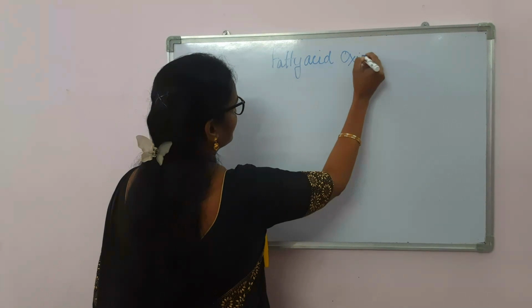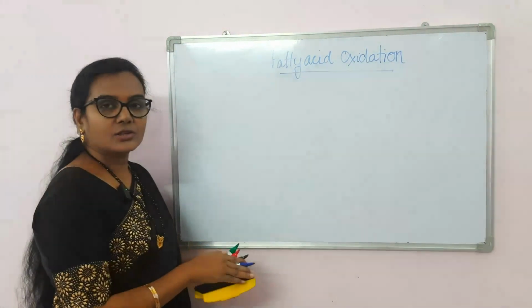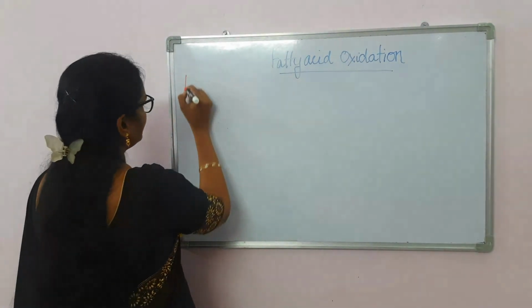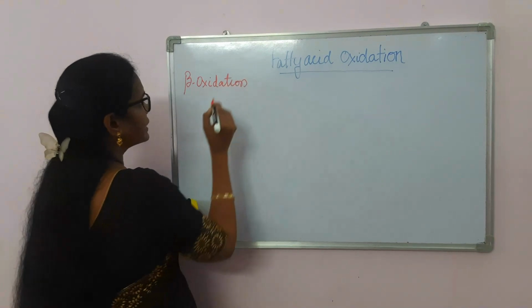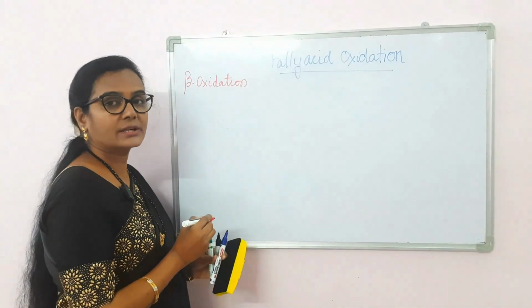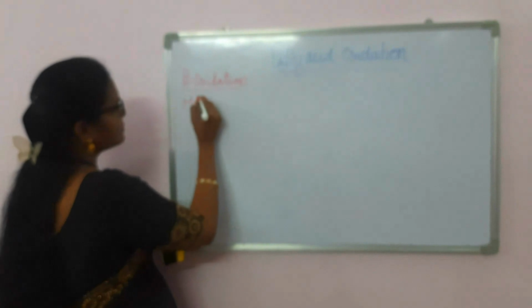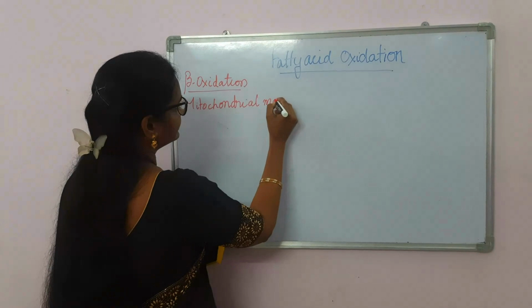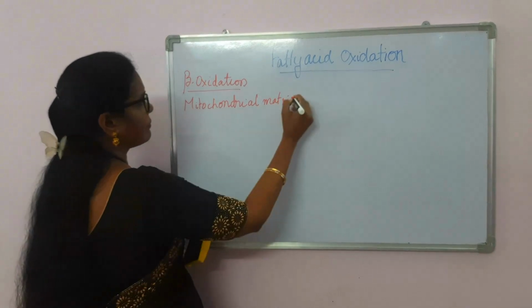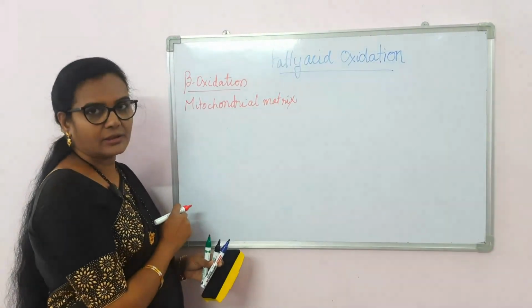Fatty acid oxidation. This is also called beta oxidation because most of the fatty acids are oxidized on their beta carbon. So that's why this is known as beta oxidation. And it takes place in the mitochondrial matrix. Most of the tissues take part in this fatty acid oxidation.